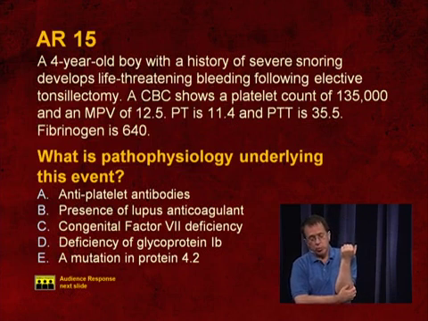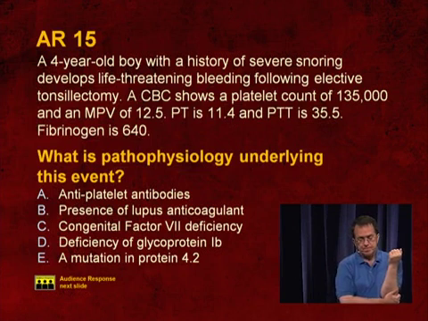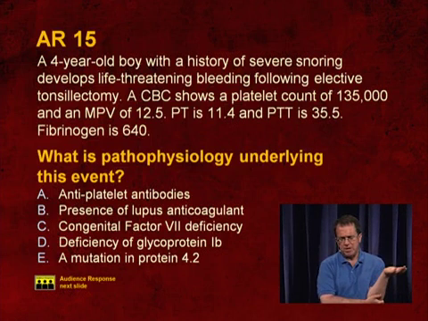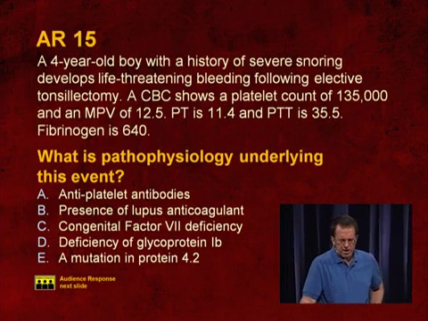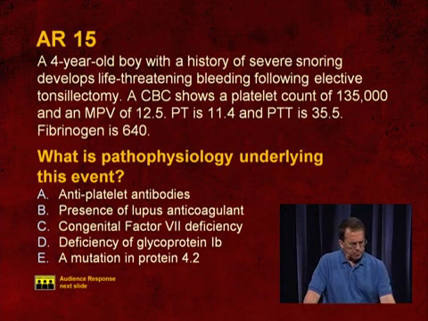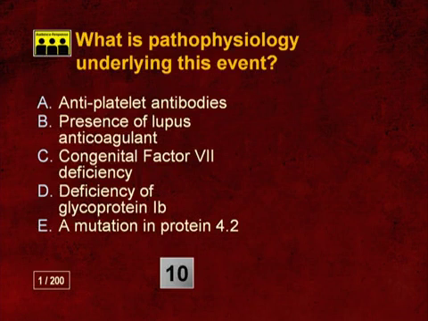So this is a really, really, really hard question, okay? And so, do you think he has antiplatelet antibodies? No, that's ITP. He wouldn't have any platelets. Lupus anticoagulant. Do they have problems with bleeding? No, they clot. Okay. Congenital factor 7 deficiency. I don't think so. Ought to affect your PT, shouldn't it? You know? Ought to be real important. Deficiency of glycoprotein 1B? What the hell's that? A mutation in protein 4.2. Good God.